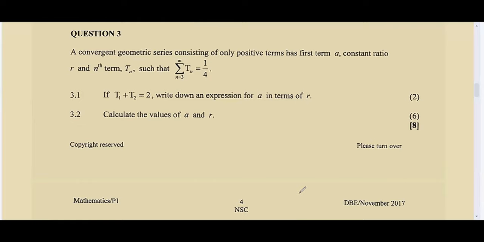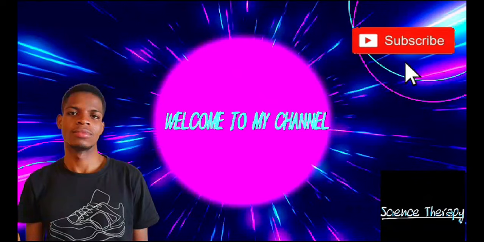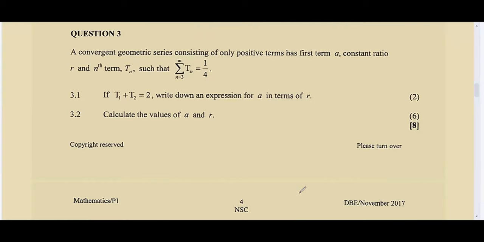So without any further ado, let's look at this question that we have here. Okay, so we have an extract from DBE November 2017, Mathematics Paper 1, and it is question 3 on geometric series. It says, a convergent geometric series consisting of only positive terms has first term A, constant ratio R, and nth term Tn, such that the sum to infinity from the third term is equal to 1 over 4. Then in 3.1, we are given T1 plus T2 is equal to 2.